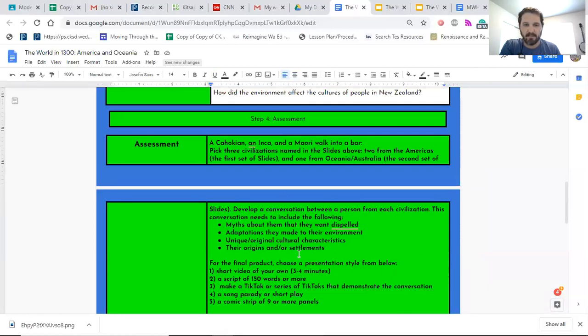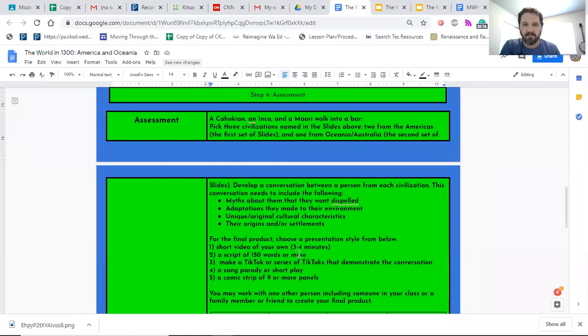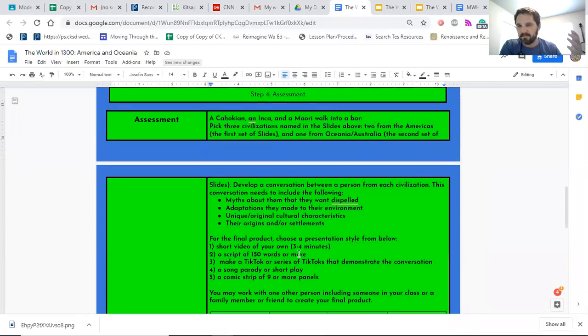Basically what we want you to do is develop some sort of cogent argument, or pick 3 of these civilizations and discuss some of the things that are going on via a conversation with another person. So let's say it's myths about them you want dispelled, because a lot of people believe certain things. A lot of times with indigenous people in the United States, people think of the myth of what they see in black and white movies, like the cowboys and the Indians. Of course, nothing could be further from the truth. There's no unified culture like that of the indigenous persons.